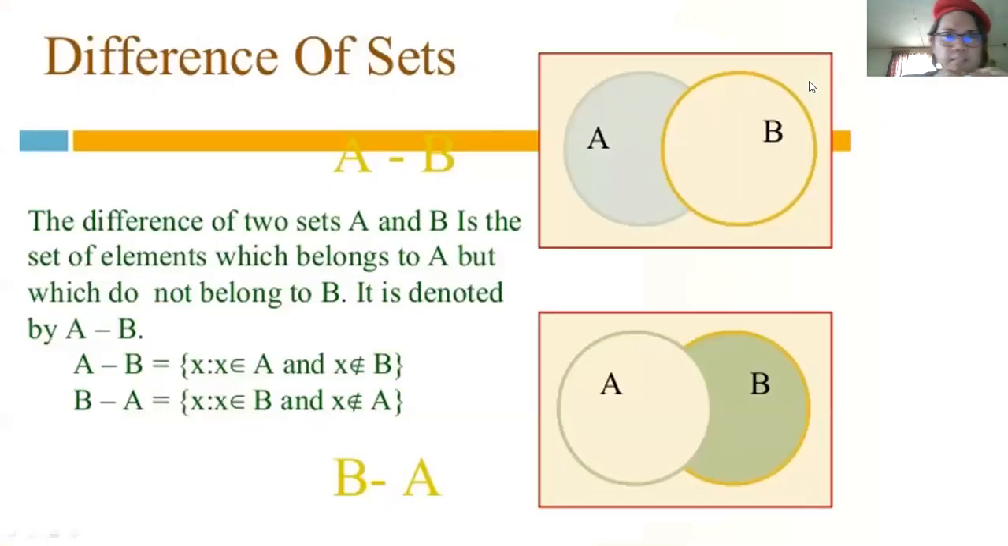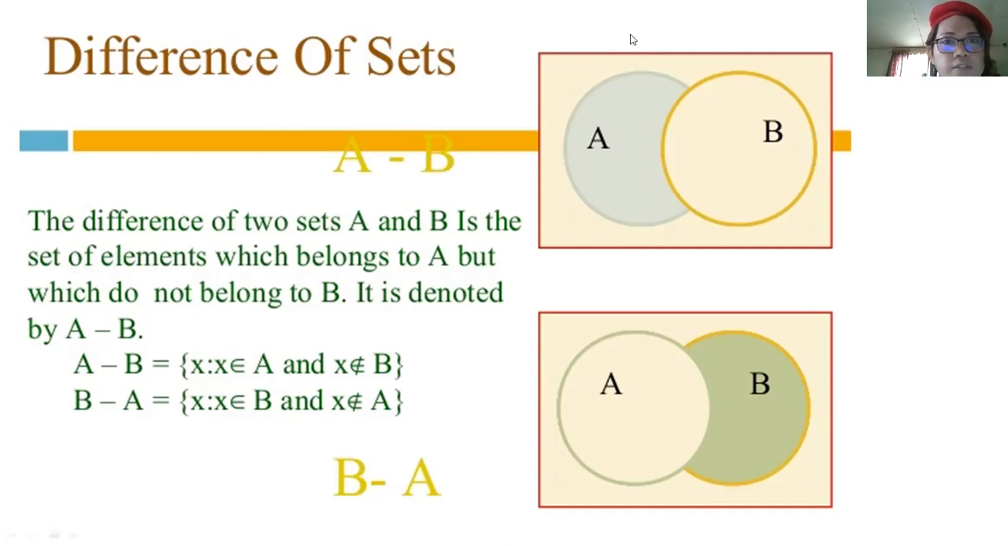Okay, now let's proceed to the difference of sets. When we say difference of sets, it could be A minus B or B minus A. So let's see their difference so that you will be able to identify and describe them one by one. Actually, they're just the same concept, but it could be A minus B or B minus A.